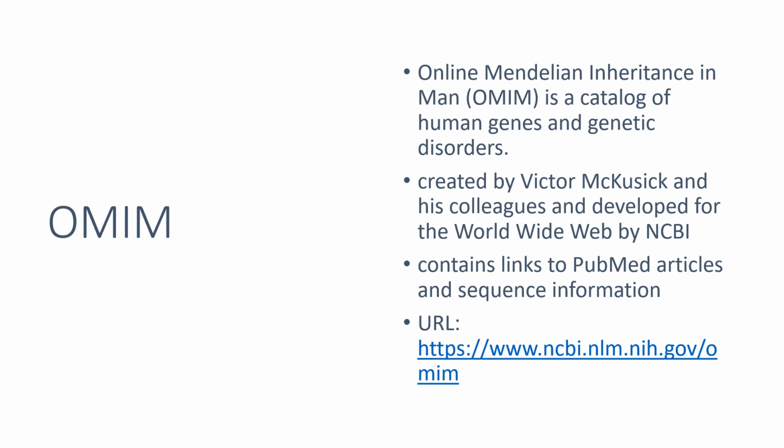And then we have OMIM, Online Mendelian Inheritance in Man. It's a catalog of human genes and genetic disorders. So this is a database for genetic disorders. If you want to study genetic disorders, you can start at the OMIM database. It contains experimental information, curated and not so much curated information on studies of human genes and genetic disorders, and it also has links to some PubMed articles and data.